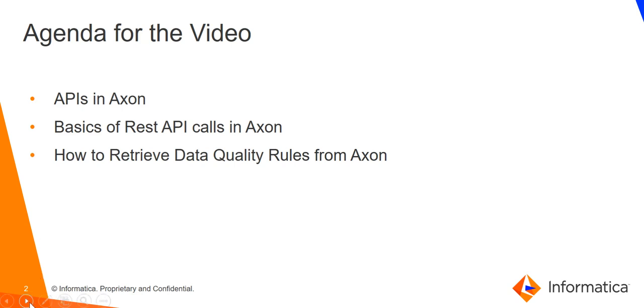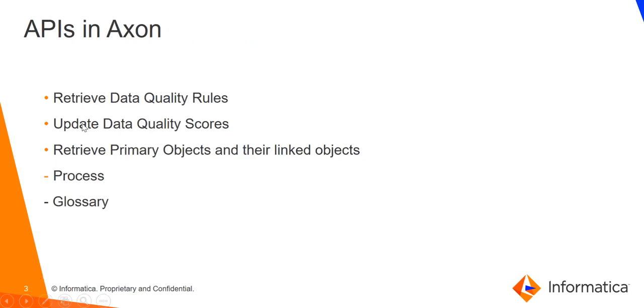Let's move towards our first topic, that is APIs in Axon. By making REST API calls to Axon, you can retrieve Axon objects and display them in the REST API client. Further, you can send this information that has been fetched from Axon to another application and can reuse it for other purposes. So, let's see what all actions we can perform using REST API calls in Axon.